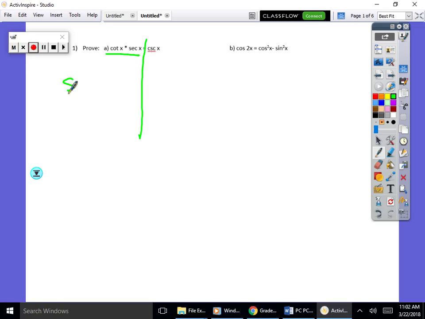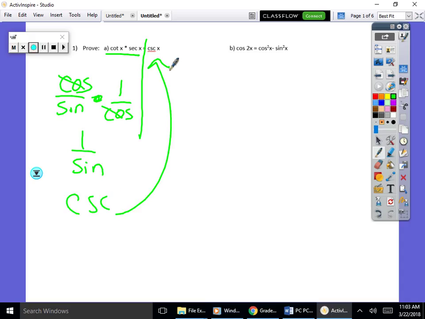Cotangent is cosine over sine. And secant is 1 over cosine. What happens when I go to multiply these? Okay, so what happens here? They cross cancel and I'm left with 1 over sine, which is the same as cosecant, which is my goal, so I am done. All right, the next one is trickier.